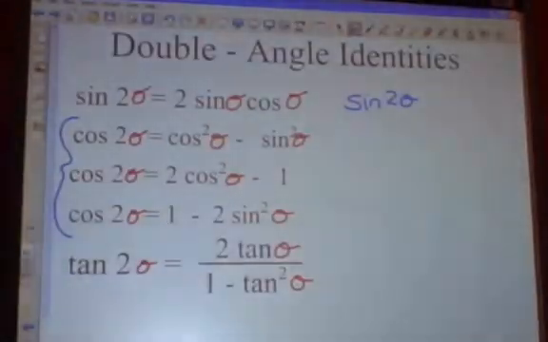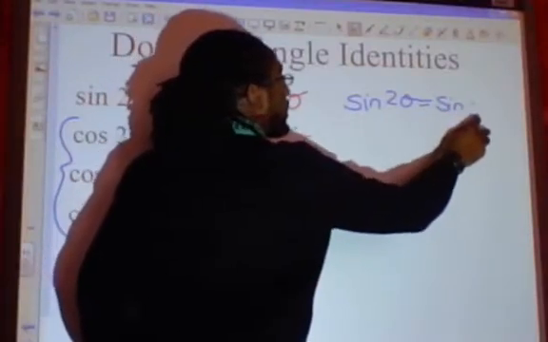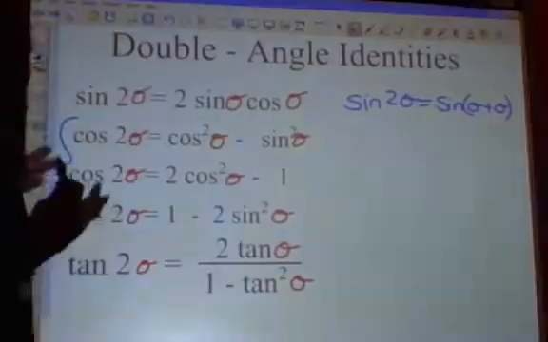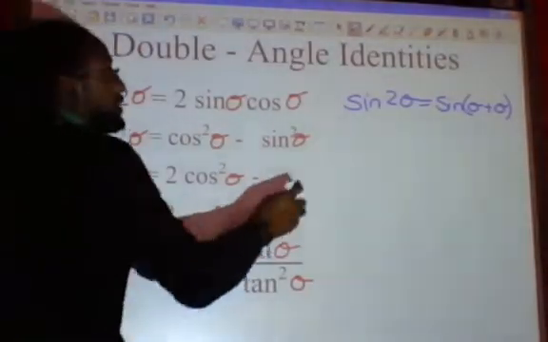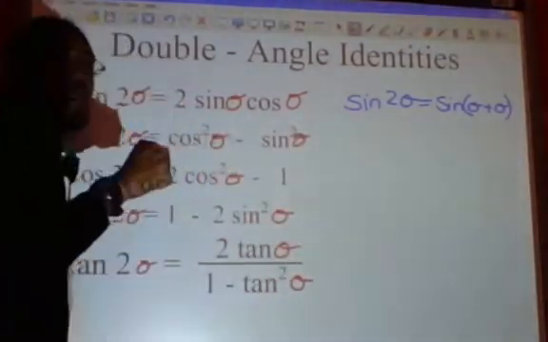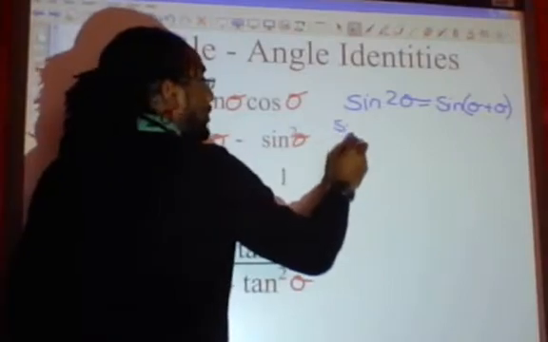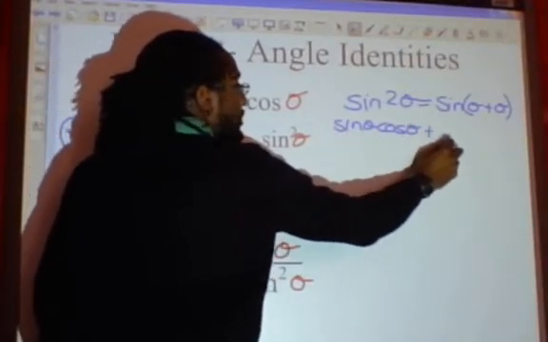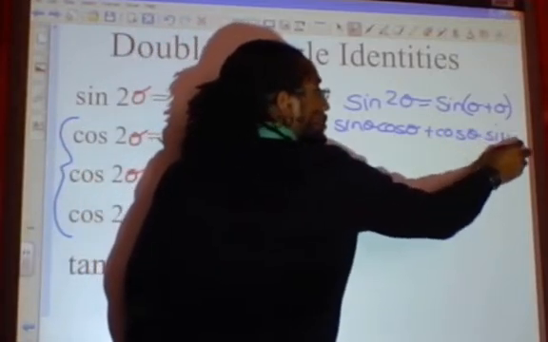We can rewrite that as sine theta plus theta. In other words, our sum identity. So here, of our sum identity, we know that it's sine, cosine, cosine, sine, with the same sign in the middle. So we have sine theta cosine theta plus cosine theta sine theta.